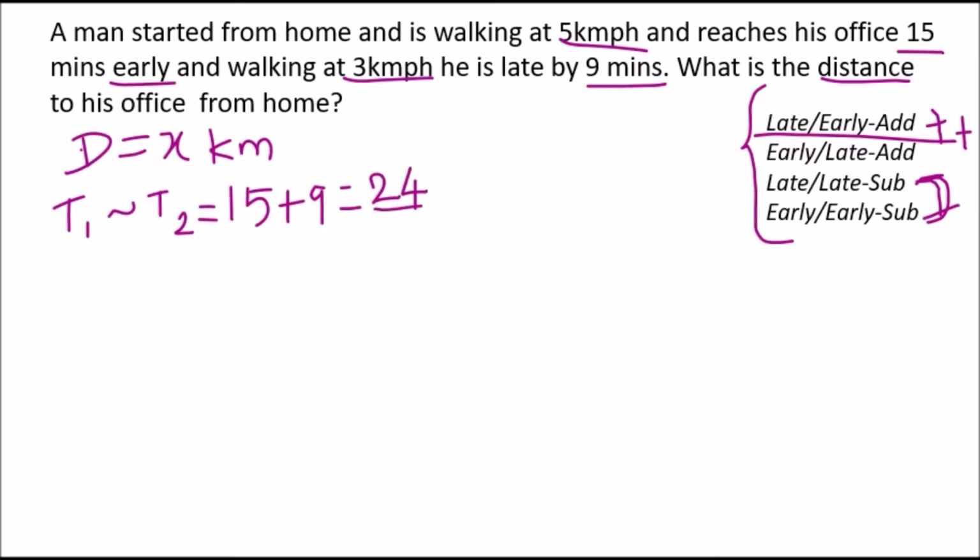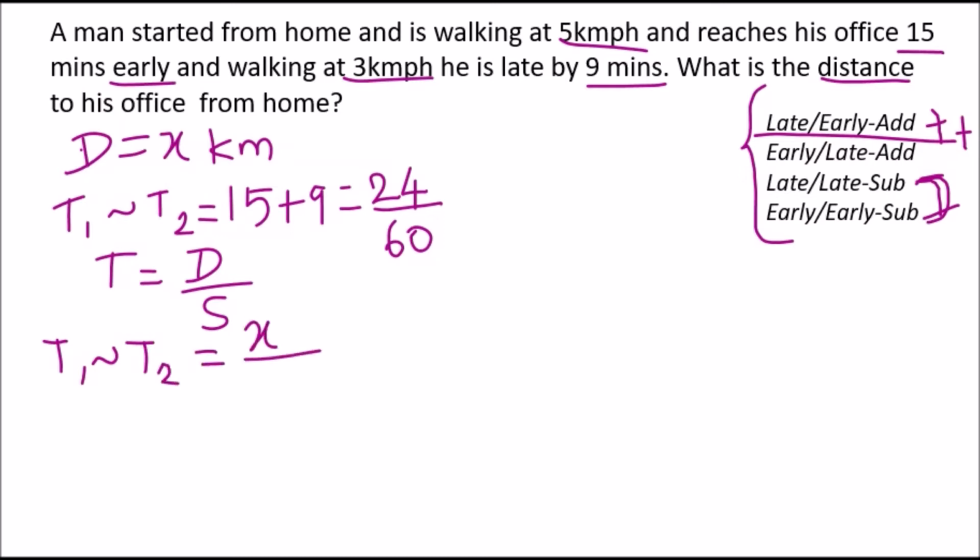To convert minutes into hours, I'm dividing it by 60. We know the formula, time equals distance divided by speed. Here there are two times, so time 1 minus time 2 equals distance by speed 1 minus distance by speed 2. In both of these I wrote x as the distance because both days he is going from home to office, so both distances are the same. So I just took x as the distance.